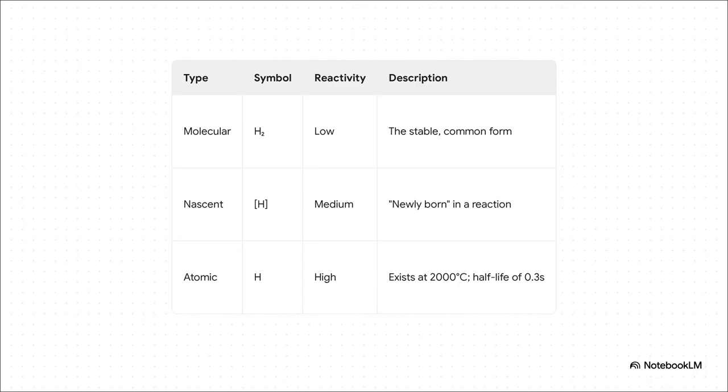Then you have nascent hydrogen, that newly born atom that is just itching to react with something. But the most extreme version? That's atomic hydrogen. Single H atoms that only exist at crazy high temperatures, and, get this, for only about 1/3 of a second. It is an incredibly powerful chemical agent.